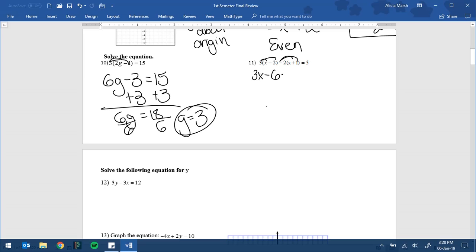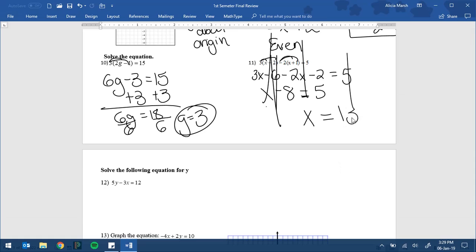3x minus 6 minus 2x minus 2, and that's equal to 5. Notice it's distributed in that negative 2. Let's combine some like terms. So 3x minus 2x, that's an x. Negative 6 minus 2 is a negative 8. That's equal to 5. I'm going to add 8 to both sides. And we get 13.